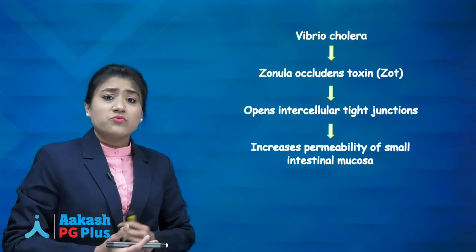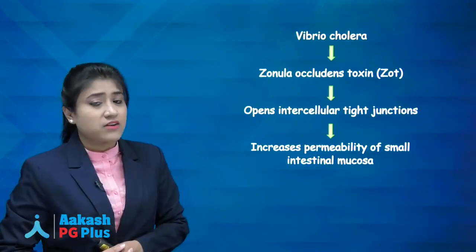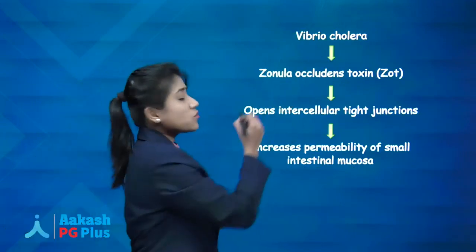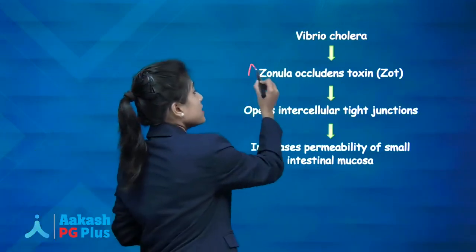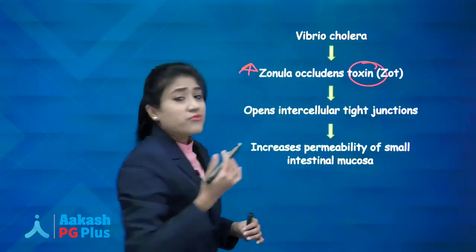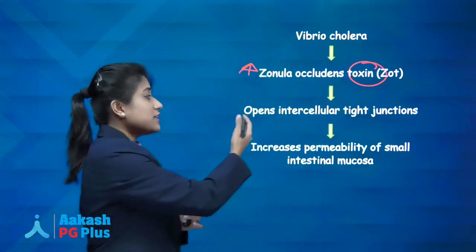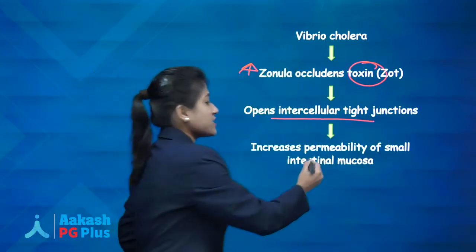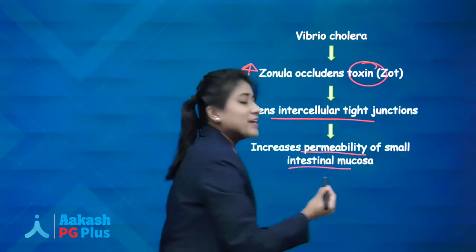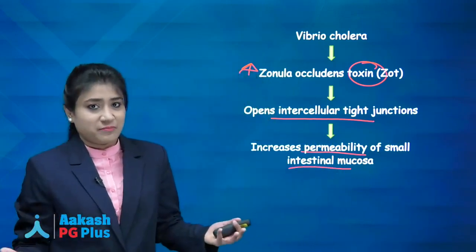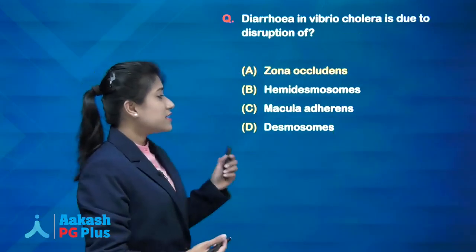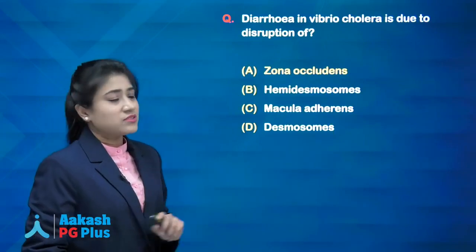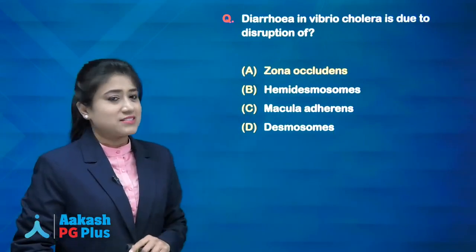Then, how is Vibrio cholera causing diarrhea by affecting what? By disrupting zona occludens. Vibrio cholera, remember guys, produces zona occludens toxin which is destroying the tight junction, leading to opening of the intercellular tight junction, which will increase permeability of the small intestinal mucosa, leading to diarrhea. Okay. That's why the answer to this question is zona occludens. Diarrhea in Vibrio cholera is due to disruption of zona occludens.